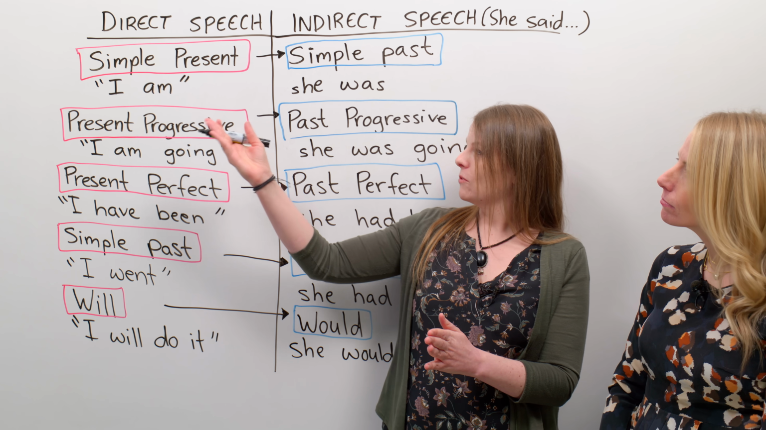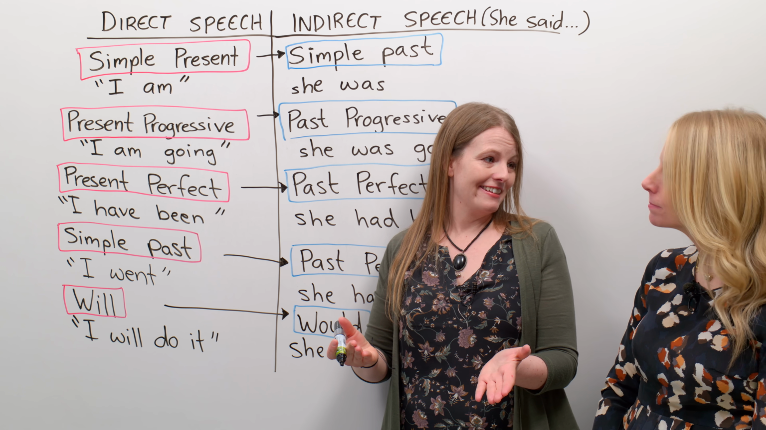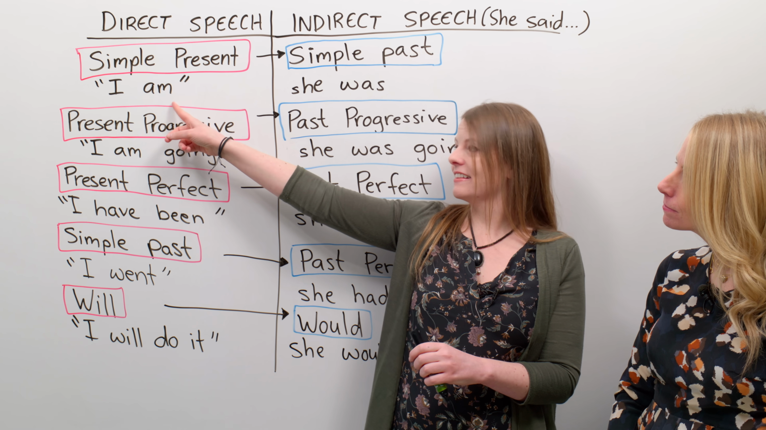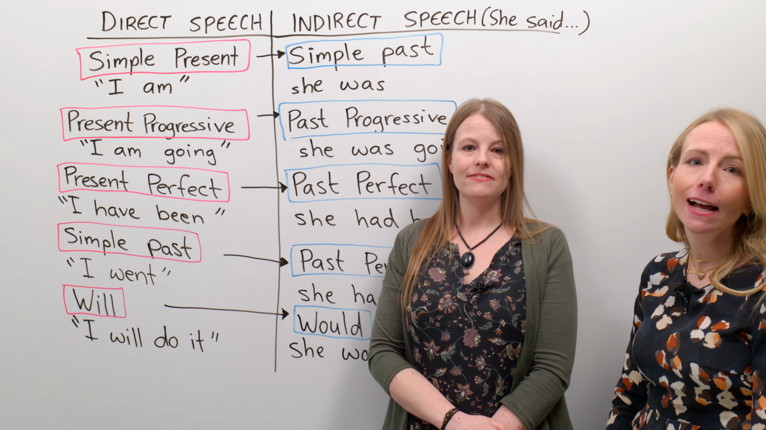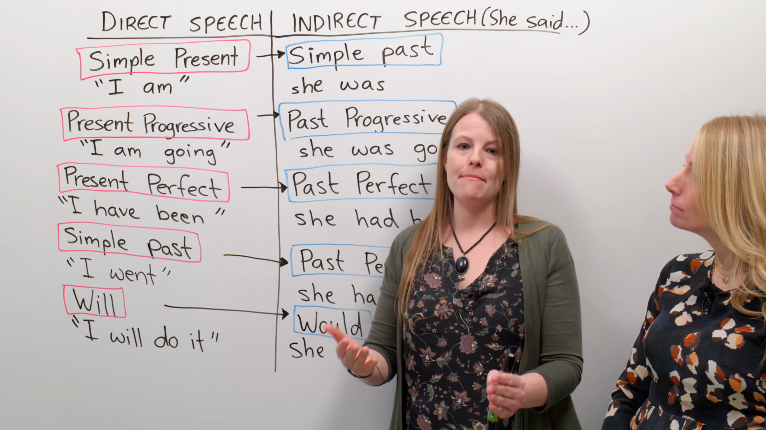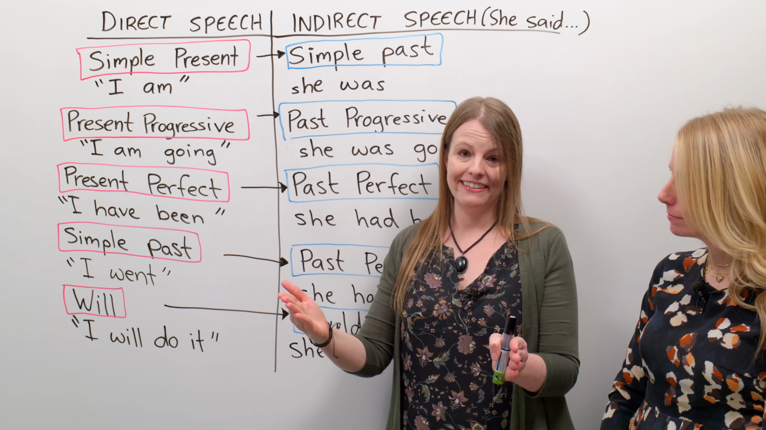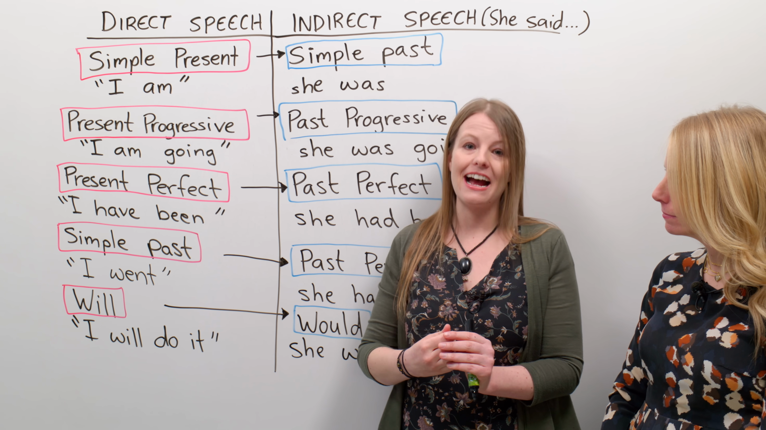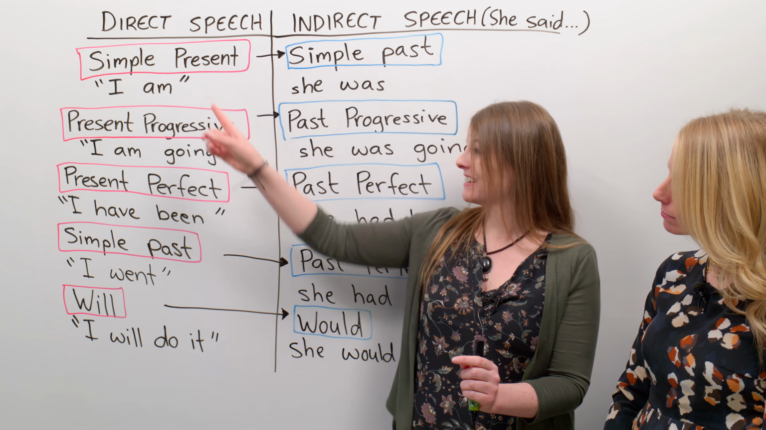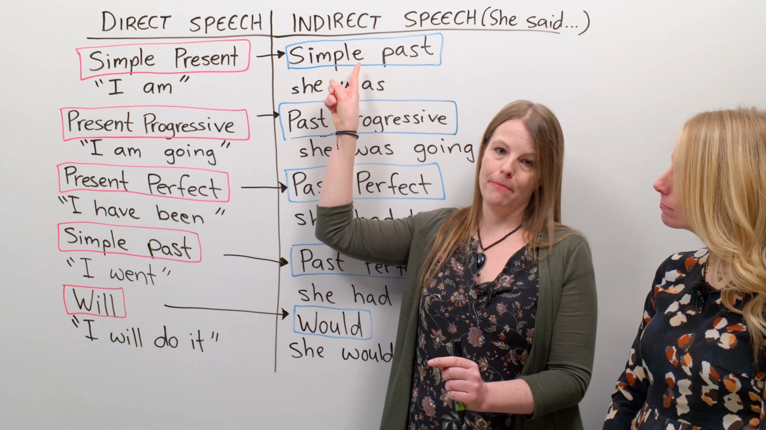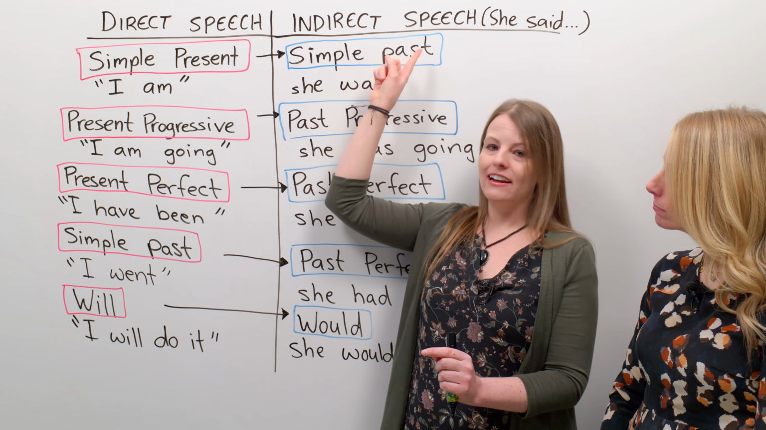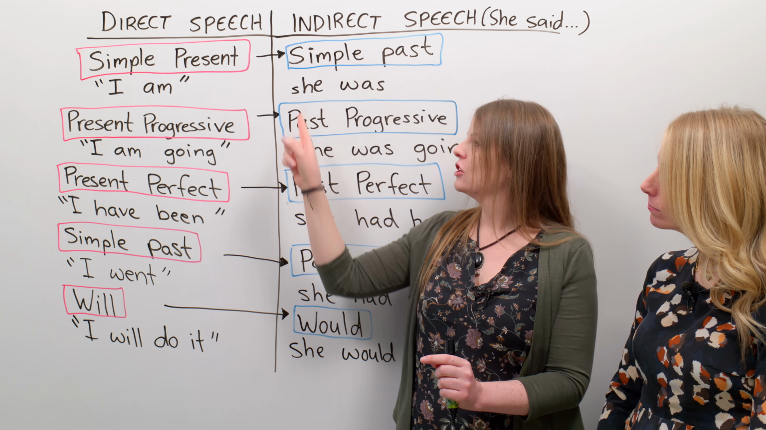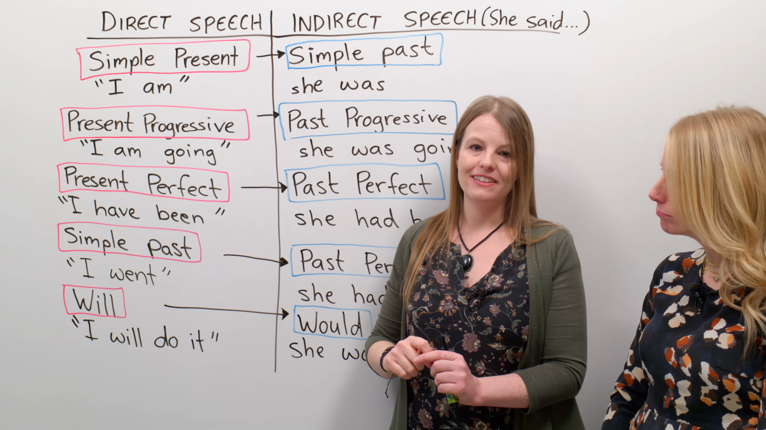So Audra, first we're going to look at the simple present. Can you say this sentence? I am. So I am is the simple present tense. If I want to tell somebody what Audra just said, I change the simple present tense to the simple past. So I can say, Audra said she was.